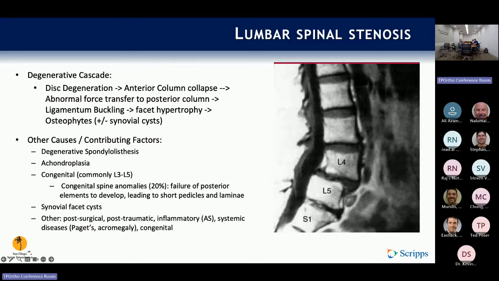Other causes and contributing factors include spondylolisthesis, so if the vertebral bodies are unstable, as you can see in the image on the right, the L4 slipping on L5, that can decrease the area of the canal. Other congenital issues such as achondroplasia or congenital spine anomalies, essentially the failure of the posterior elements to develop over time, can lead to congenital stenosis. Again, synovial cysts, as we've mentioned before, and you also have other causes that are listed there.